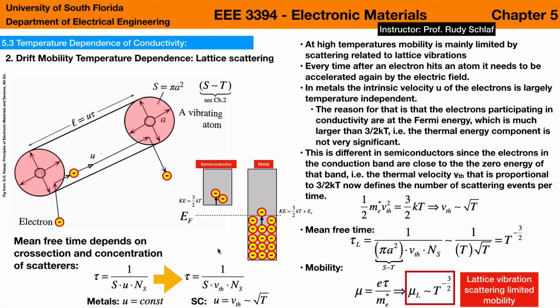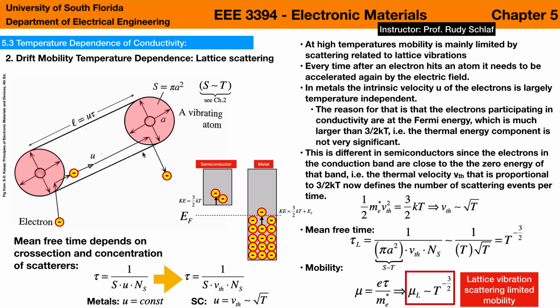Now let's discuss the drift mobility temperature dependence, and I'll focus first on the high temperature range, which is the lattice scattering dependent mobility. If you remember from chapter 2, the mobility depends on the mean free time between collisions of the electrons with the atoms of the crystal. And so calculating the mobility just involves getting an expression for the mean free time, dividing by the effective mass of the electron and multiplying with the electron charge.